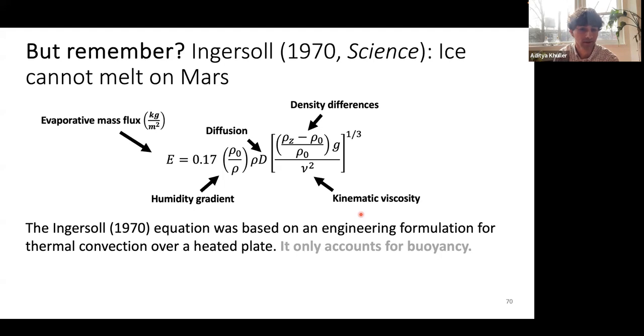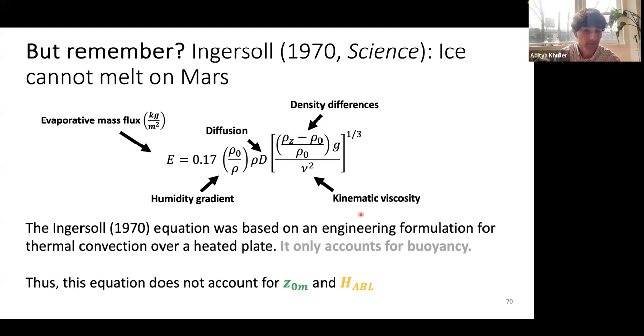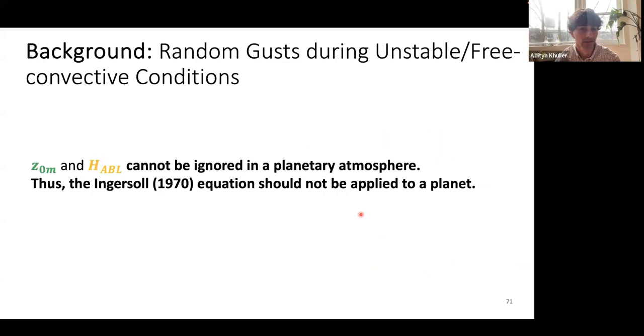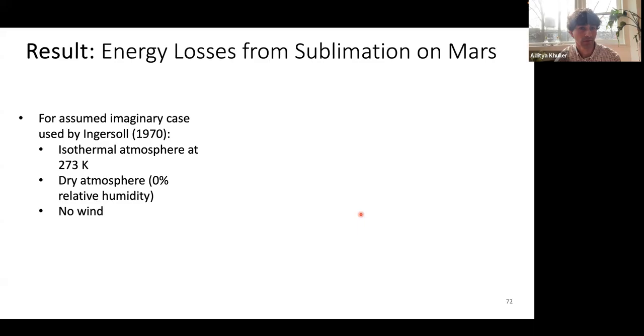So it only accounts for buoyancy. It does not account for the roughness or the height of the boundary layer, which, as we just saw, these large-scale gusts crucially depend on: the height of the boundary layer and how rough the surface is. So we concluded that you cannot ignore the roughness or how high the boundary layer is. So this equation would work in a lab setting where everything is smooth, or on a small scale, but not on a planetary scale.